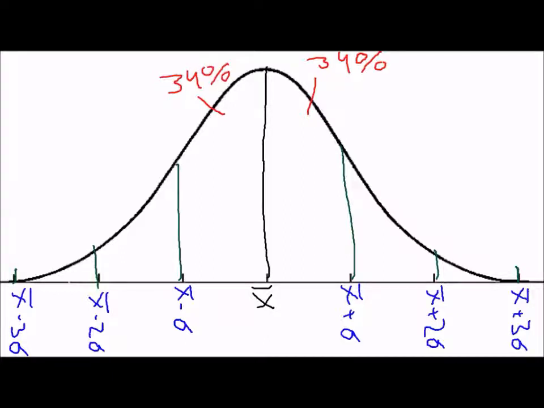And then the second 2 standard deviations out each have 13.5% of the data. And then in the last 2 standard deviations out on the really far edges, there's 2.35% of the data in both sides.